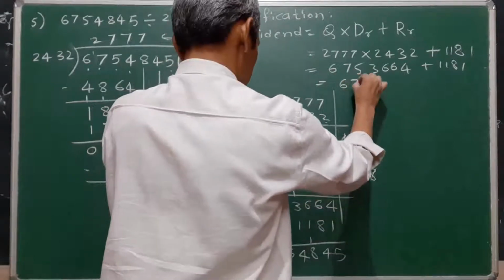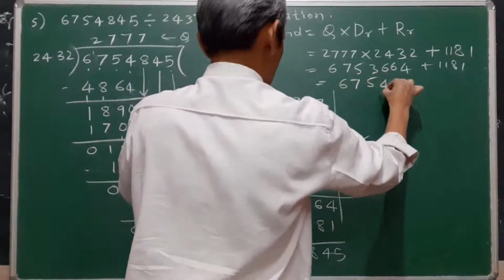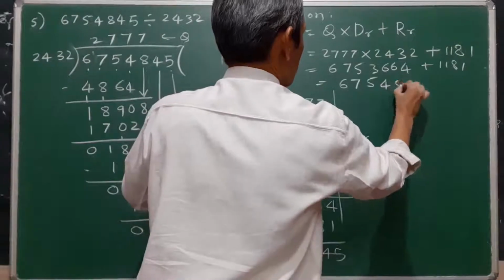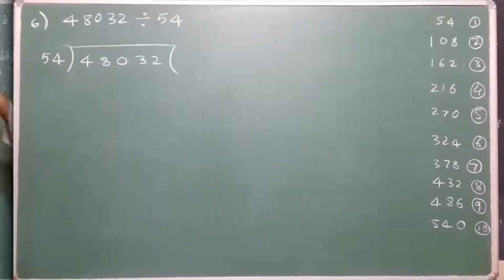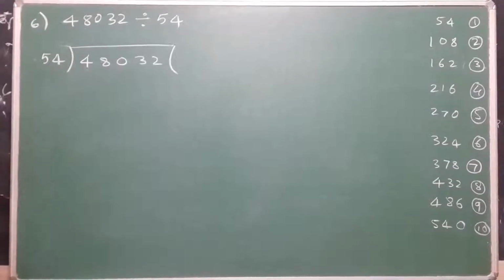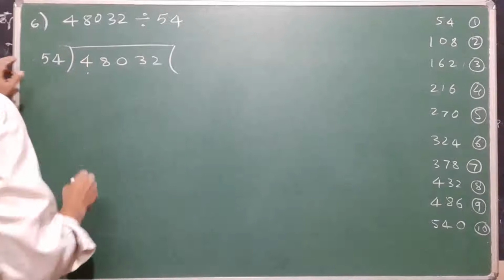Finally we will get 6, 7, 5, 4, 8, 4, 5. Now we will divide 48032 by 54. This is the 54 table. Now we start dividing by 54.